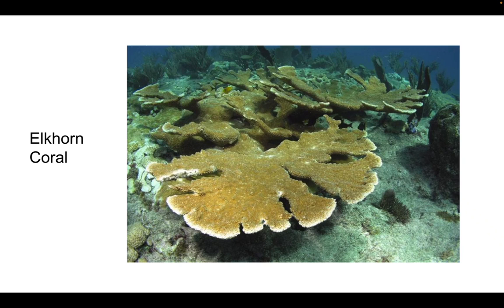This branching structure creates habitat and shelter for many other reef species, and the greatest threat to elkhorn coral is ocean warming, which causes the corals to release the algae that live in their tissue and provide them with food, usually causing death.